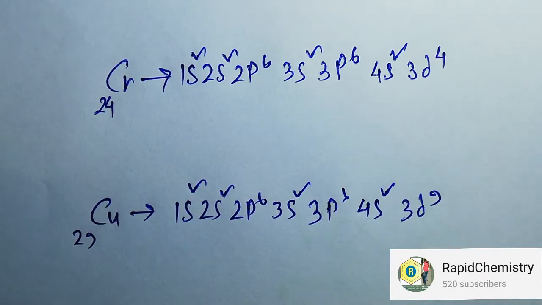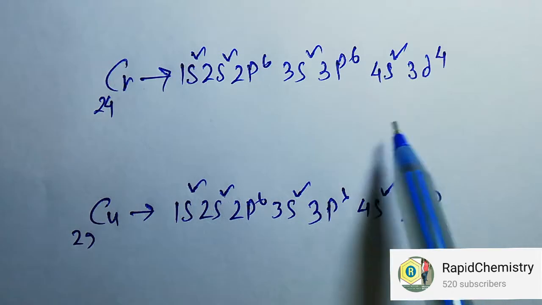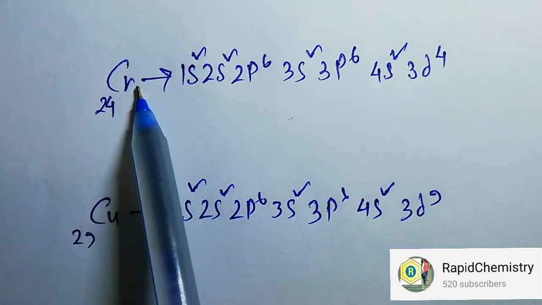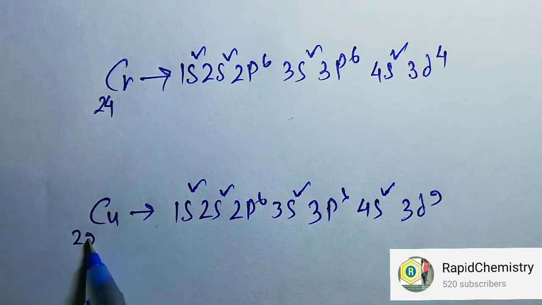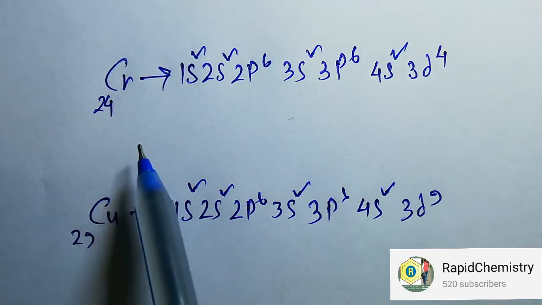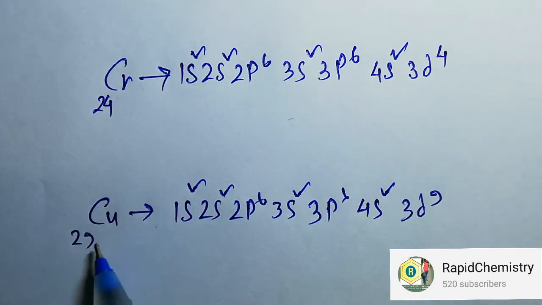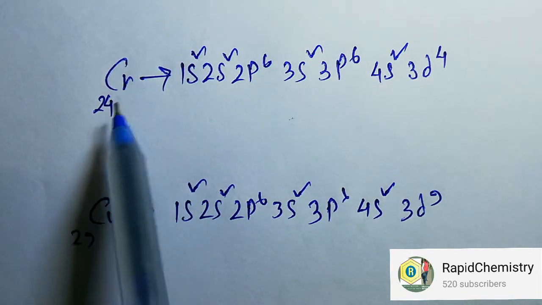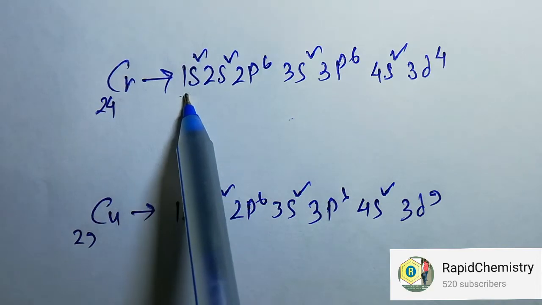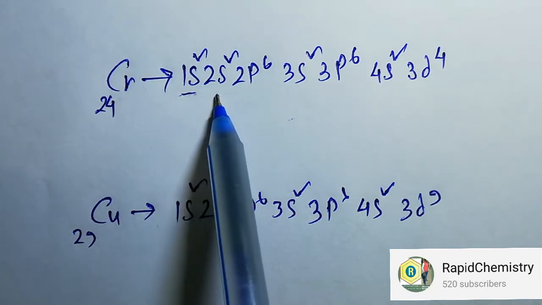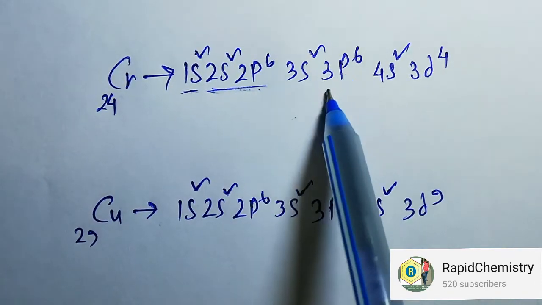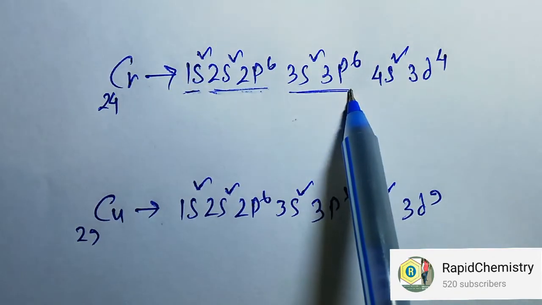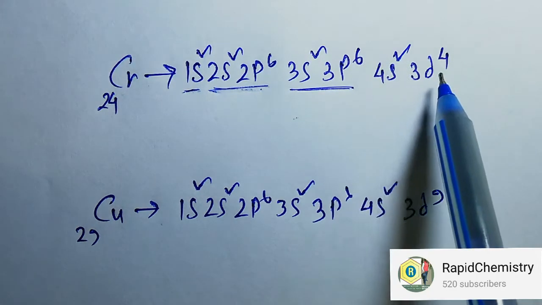There are two important exceptions for the electronic configuration: chromium and copper. Chromium is the 24th and copper is the 29th element in the periodic table, meaning their atomic numbers are 24 and 29 respectively. So the electronic configuration goes 1s2, 2s2 2p6, 3s2 3p6, and after 3s 3p, 3d is not filling, 4s is.